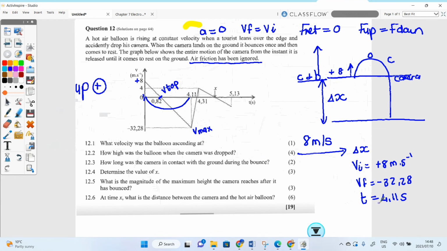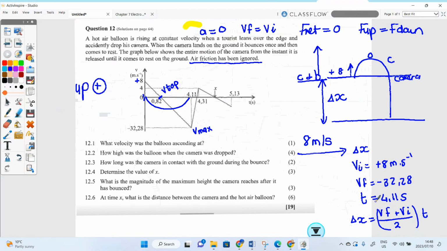So now we're going to use the graph to determine... So what equation are you going to use? Which equation doesn't have time? Delta x equals (VF plus VI) over 2 times t. Now be very careful. When you use this equation for things that are moving up and down, I've seen this messed up a lot of times. You need to put the directions correctly.